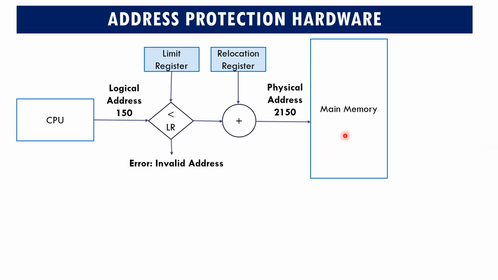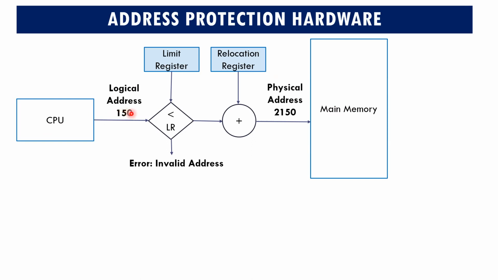So one process should not be allowed to access the memory that is occupied by another process, and at the same time the user process should not access the operating system. In order to make sure of that, there is address protection hardware which is implemented by using the limit register and relocation register.